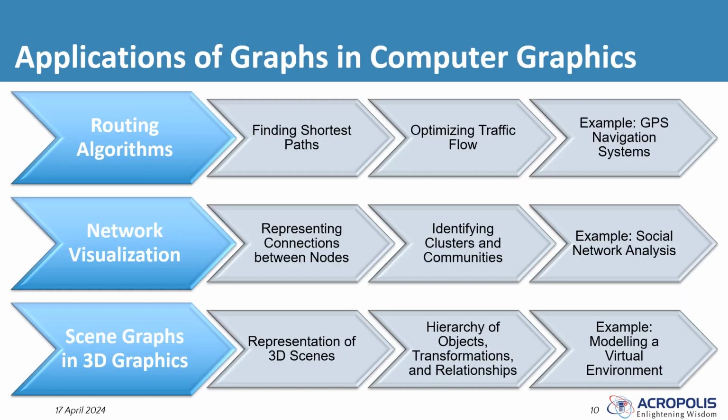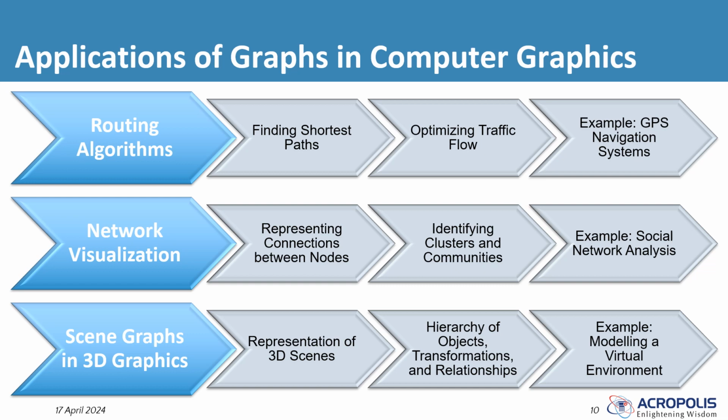Now, application of graph in computer graphics. The first is routing algorithm. It finds the shortest path and optimizes traffic flow, for example GPS and navigation systems. Second is network visualization. It represents connections between nodes and identifies clusters and communities. For example, social network analysis.